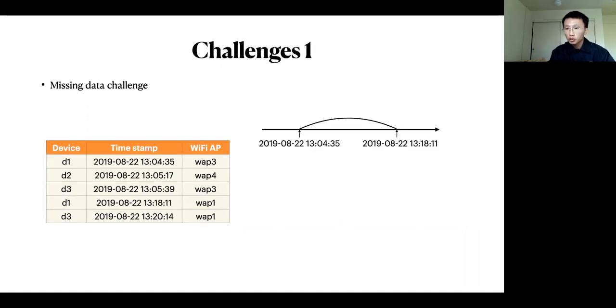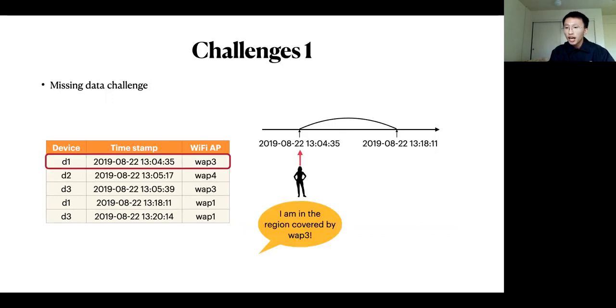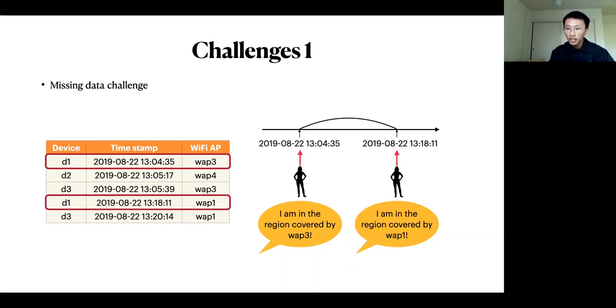This problem has two challenges. The first one is the missing value challenge, because Wi-Fi connectivity data are sporadic. For example, the first tuple indicates that this device D1 is in the region covered by WAP3, and the fourth tuple says that it's in the region covered by WAP1. However, what's the location between these two timestamps? They are missing.